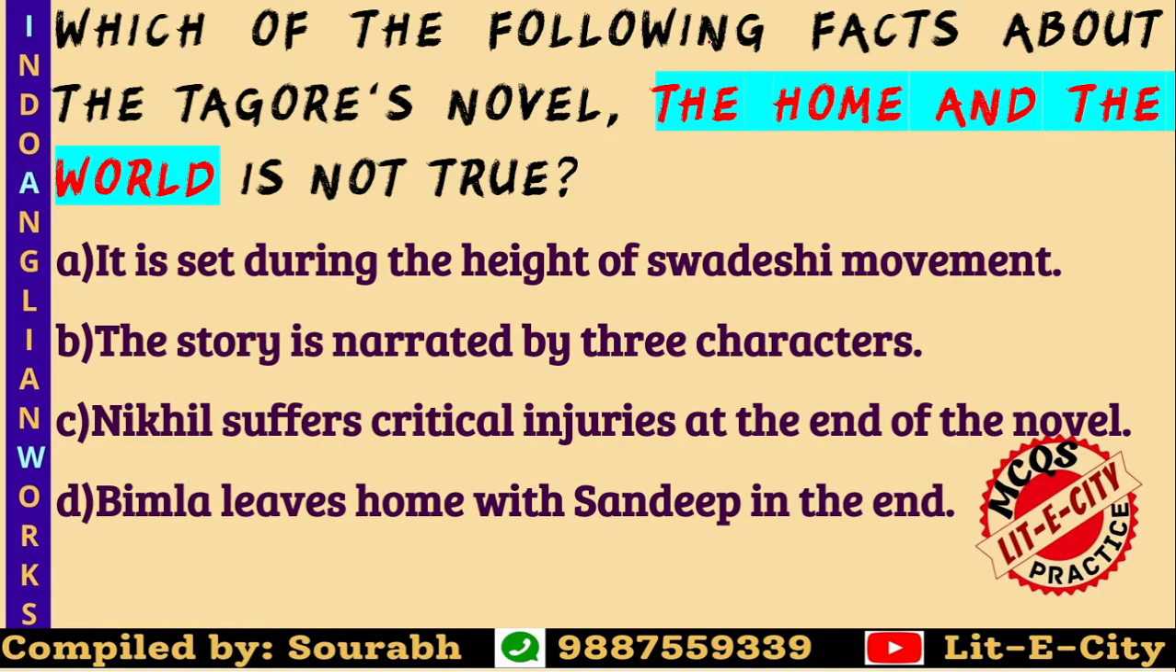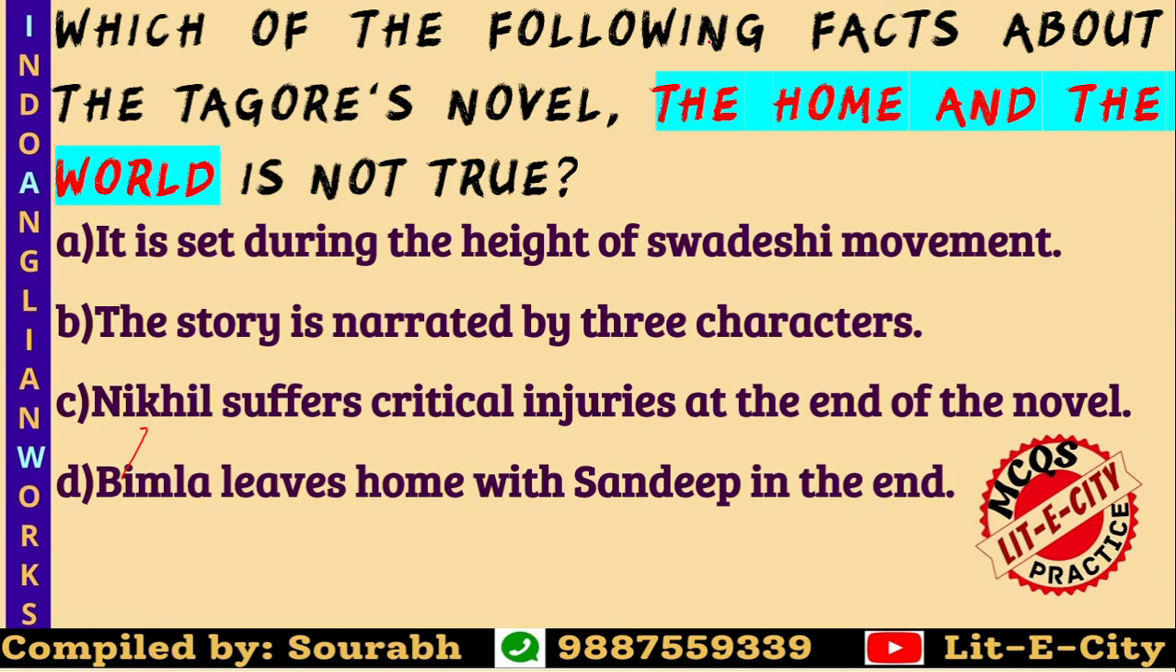He is an idealist man, and Bimla, Nikhil's wife, leaves home with Sandeep, who basically poses as a Swadeshi person, but he is actually a swindler, and she escapes with him. Yes, there is a time in the novel when it seems that Bimla will leave with Sandeep, but this doesn't happen. So yes, Bimla stays with her husband Nikhil. So this particular statement is not correct.